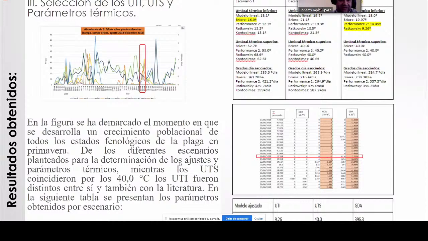Of the different scenarios suggested to determine adjustments and thermal parameters, while the maximum temperatures all agreed with the 40 degrees, the minimum temperatures differed, and they will also differ from what we had in the literature. The following table shows parameters obtained by scenario. And here we have the different scenarios in the columns, the different temperatures. In yellow, the selected temperatures to test. In this other table here, we have average temperatures, the cumulative degree days using 16.7.